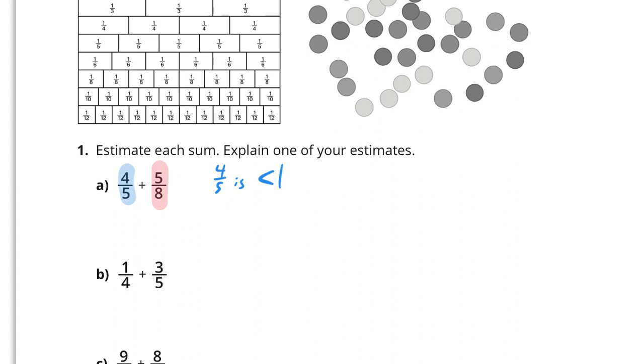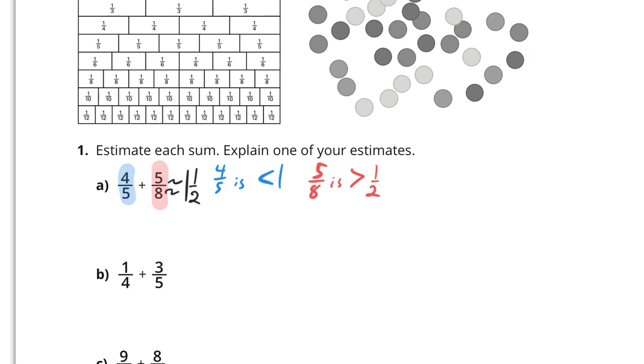Likewise, when I look at my fraction strips, I can see that if I have 5/8, 4/8 is half, and 5/8 is a little bit more than half. So I could say this. And if 4/5 is less than 1 and 5/8 is more than a half, then together they probably are approximately 1 and a half. Let's look at our next one, which says 1/4.